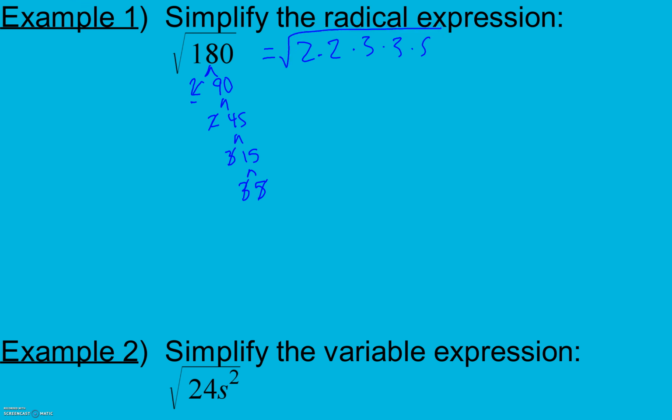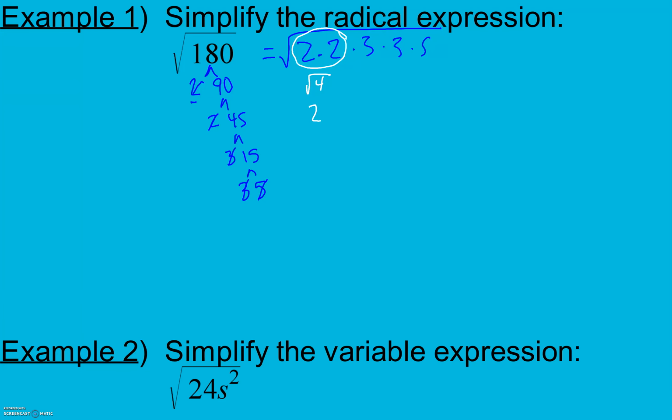Now remember that when we take the square root of a number, we are looking for something times itself to get us to that number. So for example, if I take 2 times 2, that gives me 4. Now when I take the square root of 4, I get 2. And that works every time.